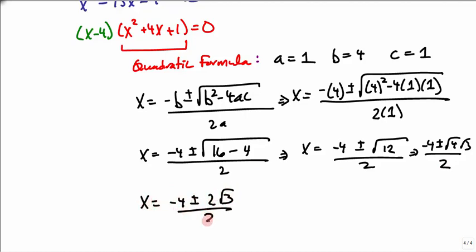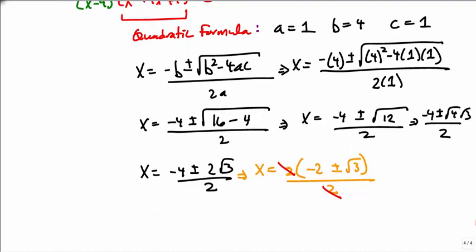And now I can actually start factoring out. So here I have negative, let's just go ahead and pull out a 2. If I pull a 2 away from here, I'm left with negative 2 plus or minus the square root of 3 all over 2. Now the 2's cancel. So I'm left with two solutions, negative 2 minus root 3 and negative 2 plus root 3. Well, let's go ahead and look at a decimal approximation for negative 2 minus root 3.